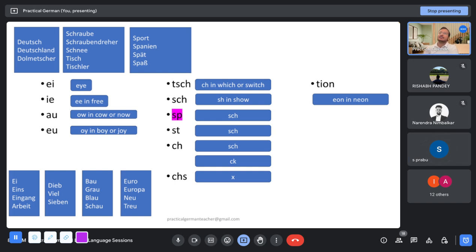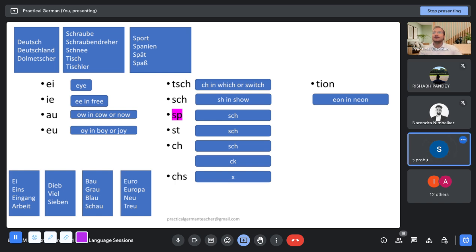Next one, please. Spaß. I don't remember the vocabulary. You know, what happens when you meet your friends? We greet. No. Let me give you an example. Have fun. Fun. Spaß means fun, you know.